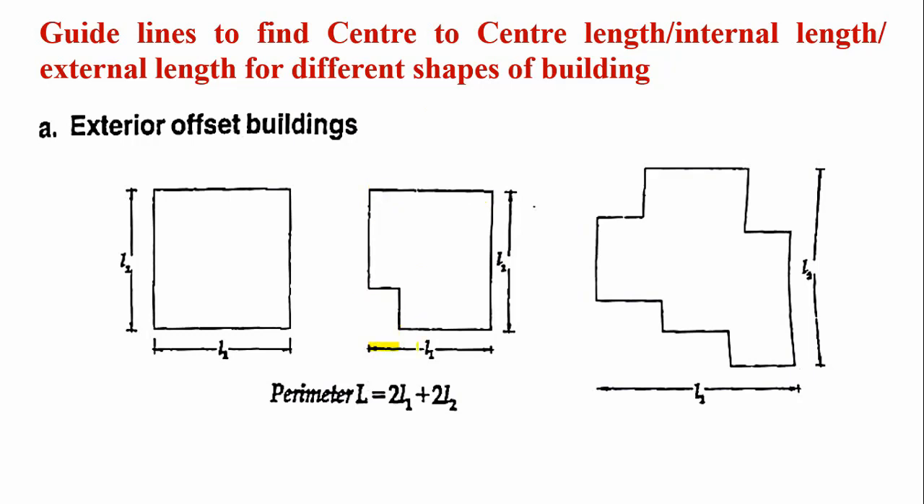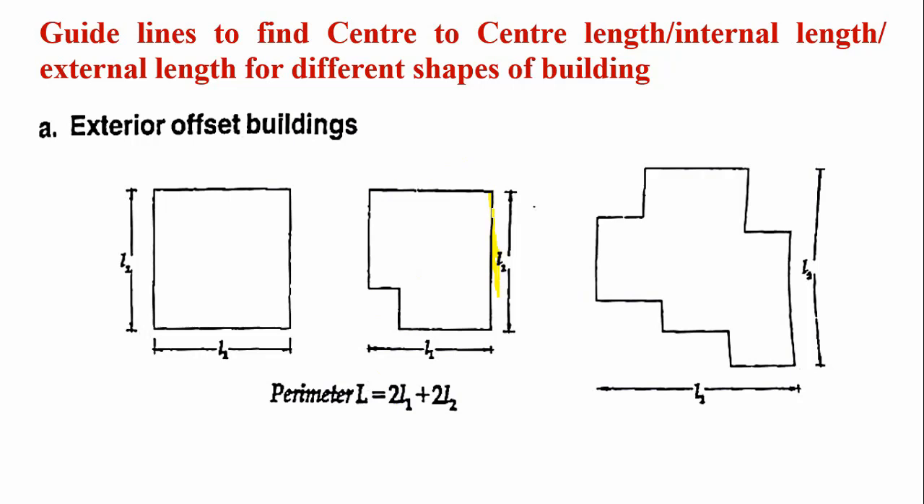Here they have given this width as L1. That means this length is L1. Similarly, if you add this length and this length, this will also be equal to L1 itself. So this is L1, and if you take this portion and this portion, this will be L1. Therefore it is 2 times L1.